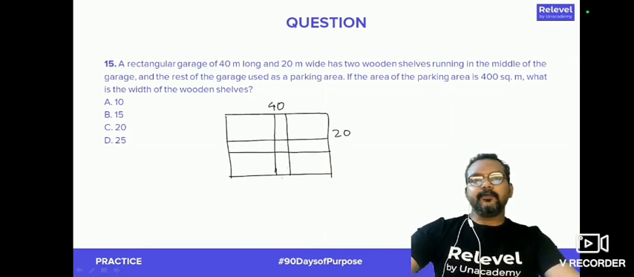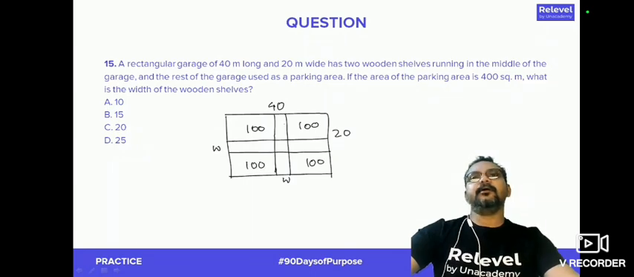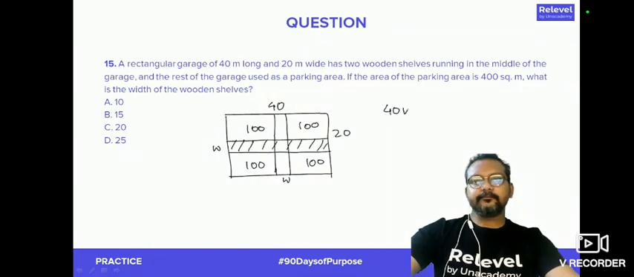So if the width of the shelf is, let's say, W, so this area they are saying parking area is 400. That means each of them is 100, assuming symmetry. If you have this area is 40W plus this area is 20W, but this area is being counted 2 times, so remove W squared.